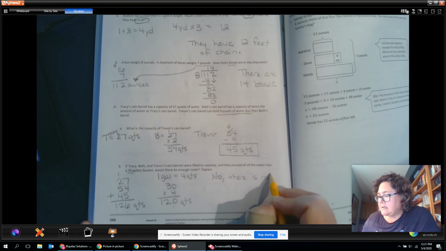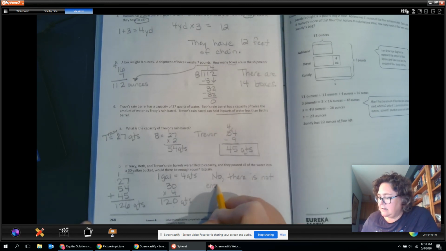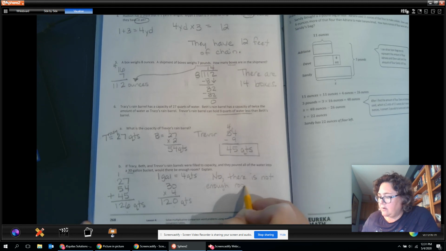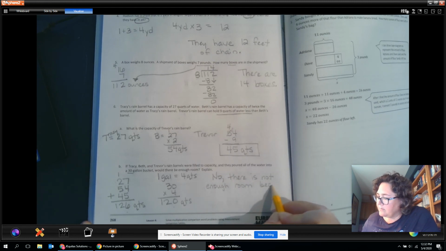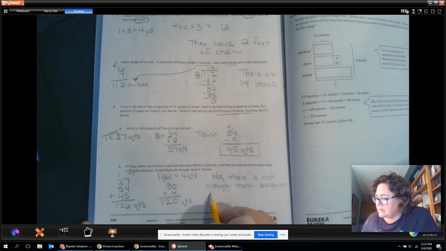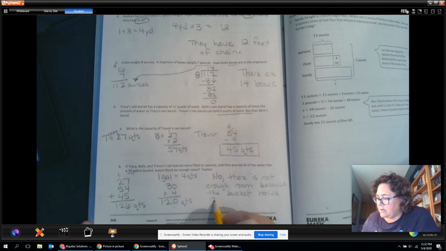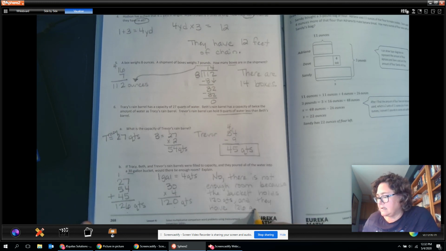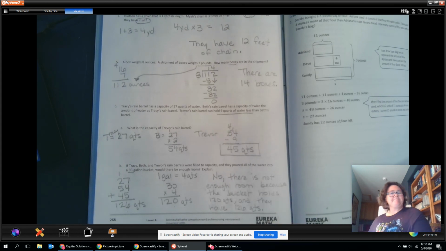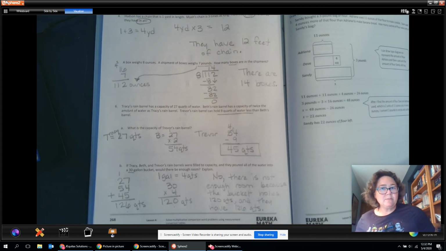There is not enough room because the bucket holds 120 quarts, comma, and they have 126 quarts.